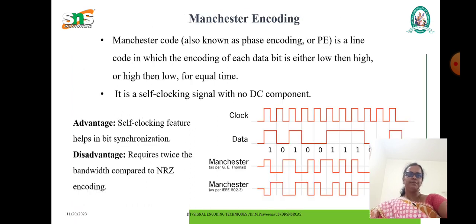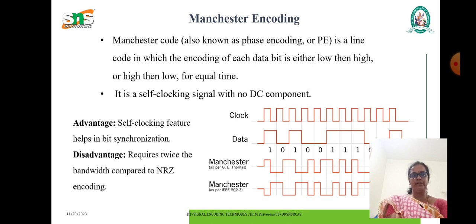Next, let us see Manchester encoding. Manchester code is also known as phase encoding, or PE for short. It is a line code in which the encoding of each data bit is either low then high, or high then low, for equal time. That is, both the high and low will be of equal time. It is a self-clocking signal with no DC component. So here all the high and low levels will be in equal timing.